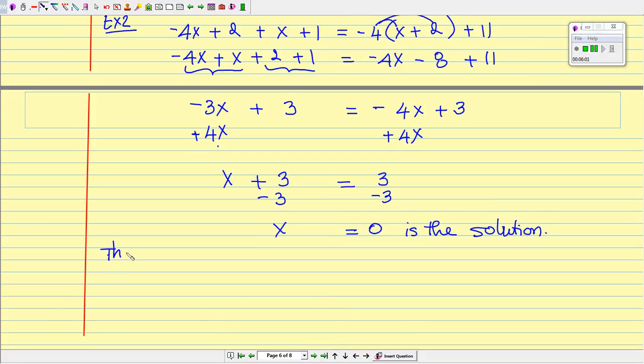Therefore, we can conclude that this is a conditional equation.